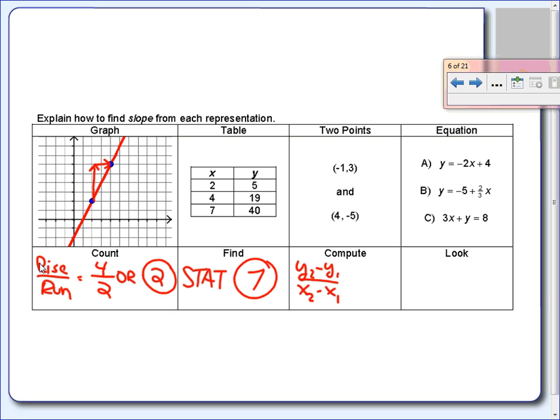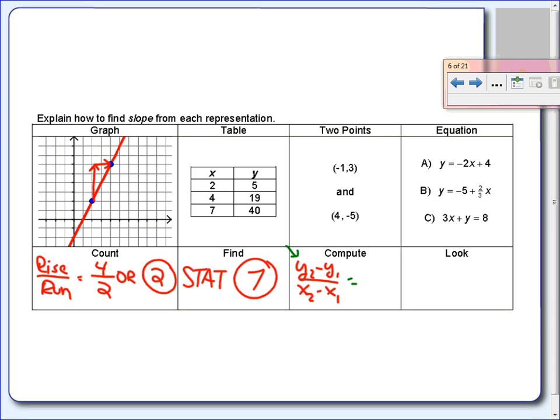Now, unfortunately, not all of us have one of these fancy calculators to use that stat linear regression. So what if we're working at home and I want to find the slope? Well, that's where this little formula comes in. This is how we find the slope given 2 points. All this says is we subtract the y values and divide it by subtracting the x values. So let's see how this works.